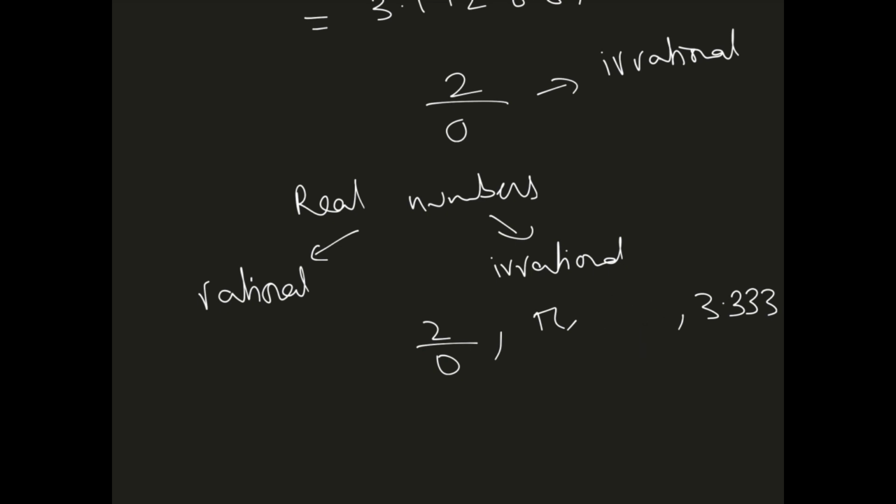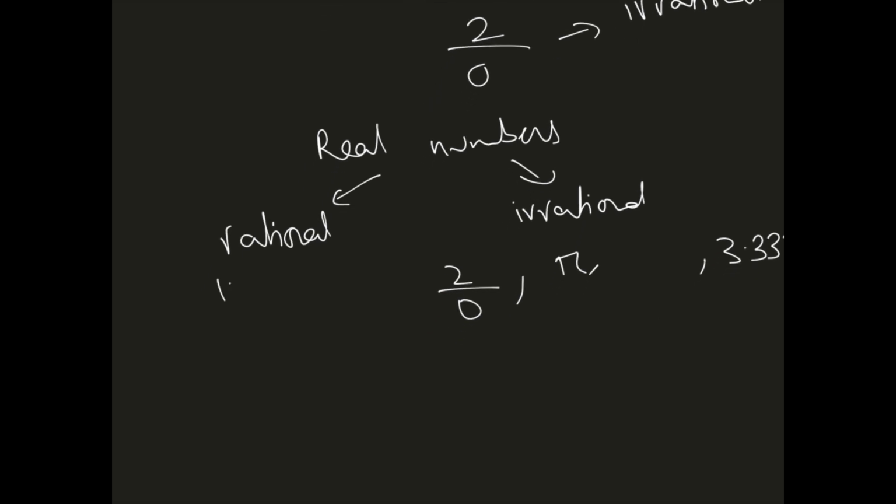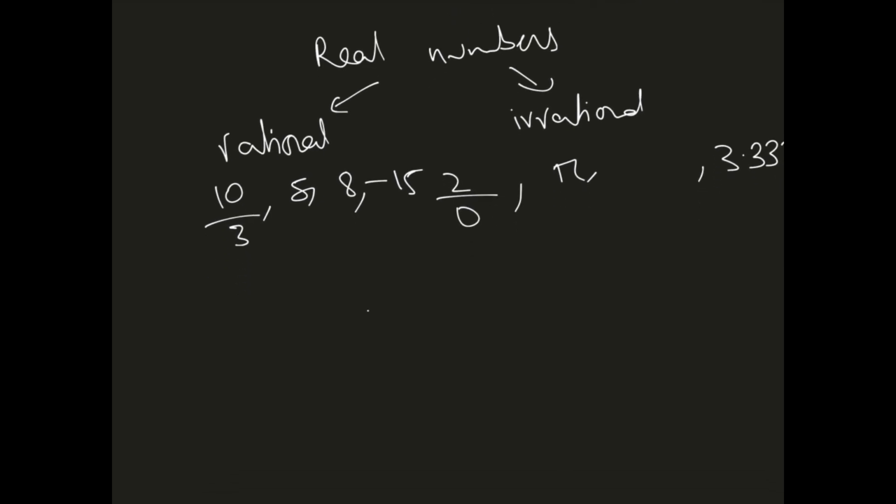So let's just write it over there. So 10 by 3, 10 by 2, 5, 8, minus 15. Even the numbers rational or irrational are real numbers. But if we square root a negative number, like if we square root negative 100, then this will not be a real number, this will be an imaginary number.